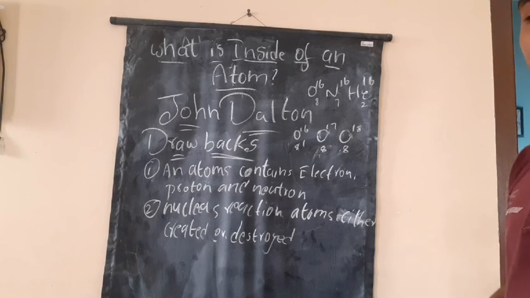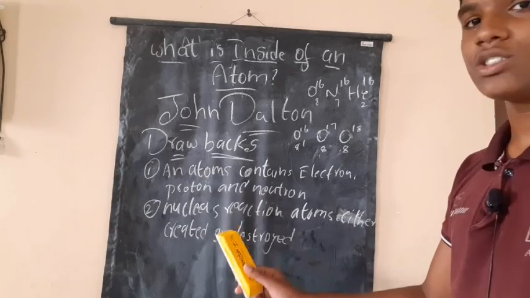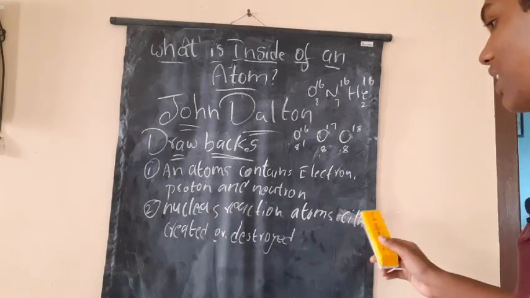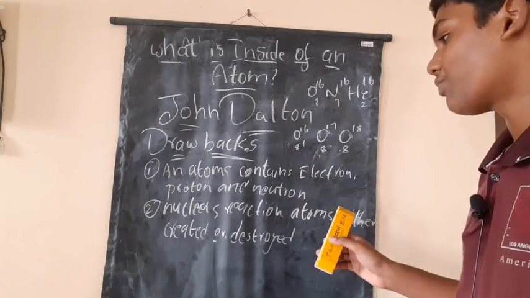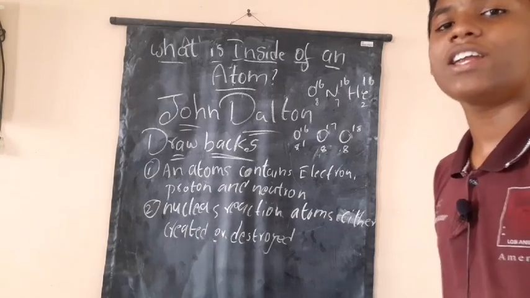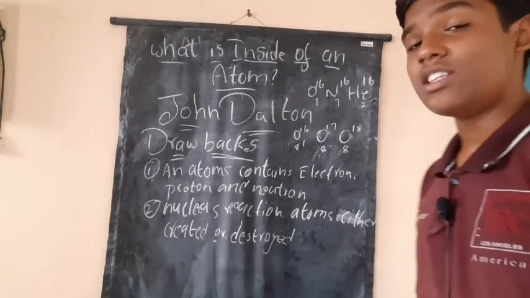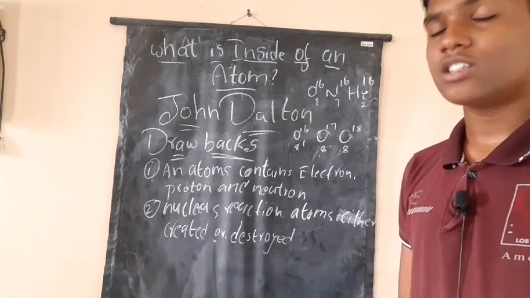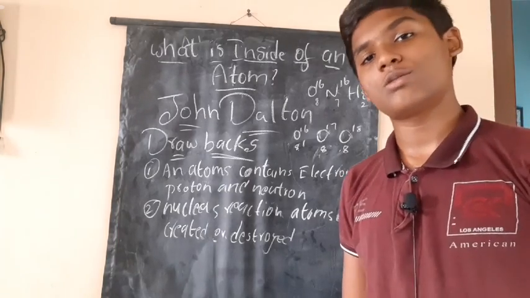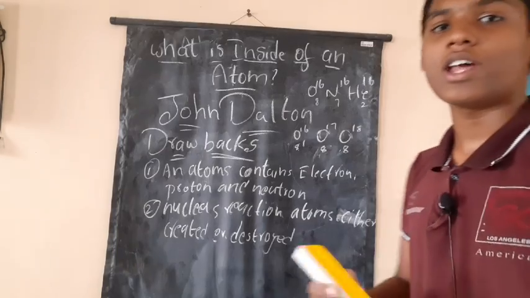These are the drawbacks that we found in John Dalton. First, an atom contains electron, proton and neutron, which he did not discover in his experiments. Second, nuclear reactions where atoms can be created or destroyed, which he also did not prove in his experiments. And third, isotopes and isobars.